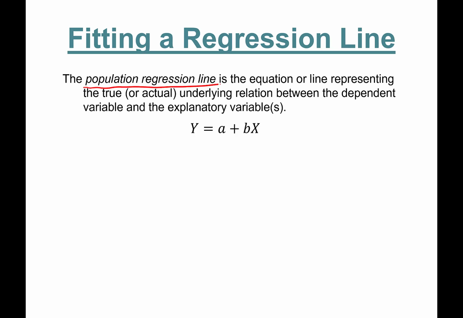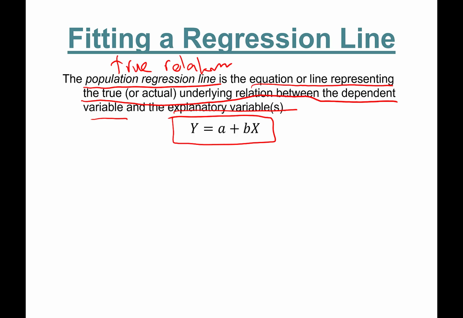So the population regression line, this is the true relationship between some variables, right? The population regression line is the equation or line representing a true or actual underlying relationship between the dependent variable and explanatory variables. It can be more than one variable, but in our case you have your dependent variable and an independent explanatory variable. Okay, this is that true relationship, that holy object we talked about.